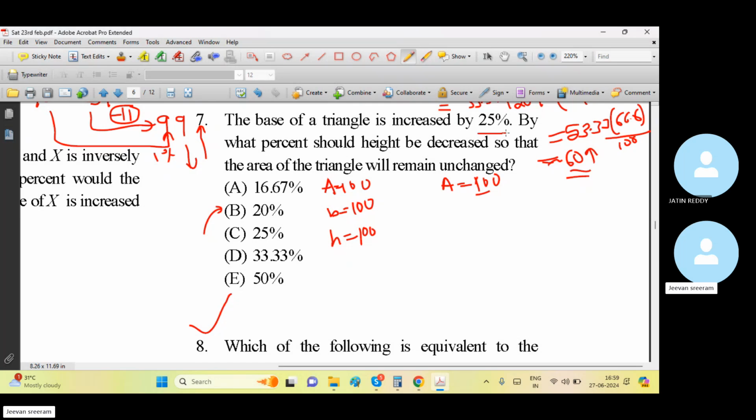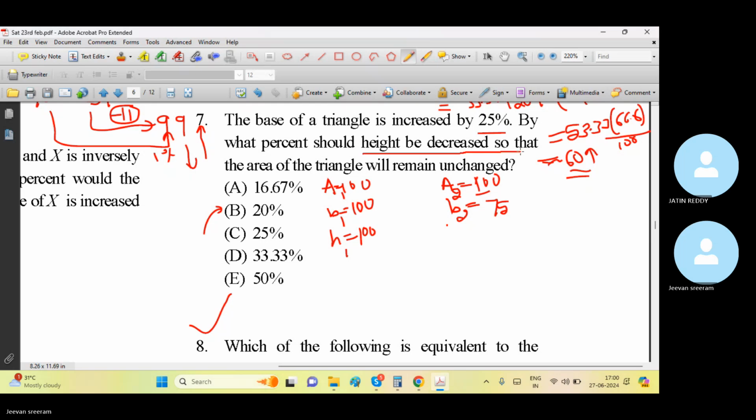Base of the triangle reduced, no? Okay, how about this A2? Let's say A1, B1, H1. How about the B2 after 20% decrease in its value? It'll be 80. A 75% decrease. Oh, okay. Sorry, 25% decrease means the final value is going to be 75. Yes, so that the area of the triangle will remain unchanged. Area is 100 and height must undergo some reduction, no? What percent of the height should be decreased?